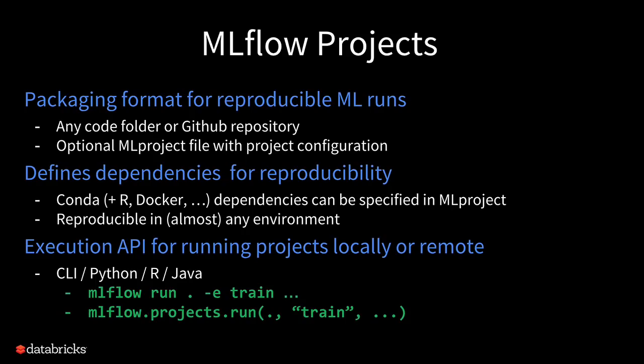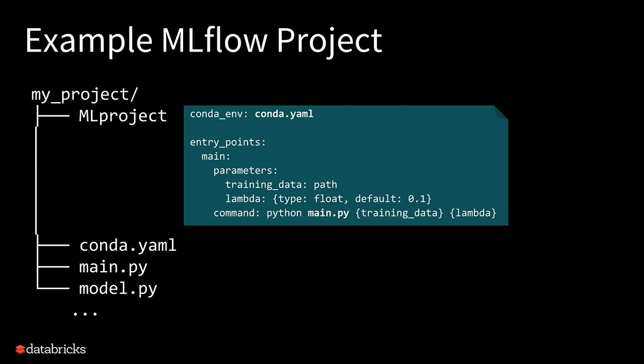An MLflow project defines dependencies for reproducibility, which is really important, because oftentimes different versions of libraries give you different results. Sometimes it may even be difficult to figure out what configuration the original person ran their code in. So we include the description of all the dependencies the project needs to run with the project. And then, as I mentioned earlier, we have execution APIs for running projects locally or remotely. The APIs are in the CLI and the 3 clients that we support, which are Python, R, and Java. I'm going to show those later in examples.